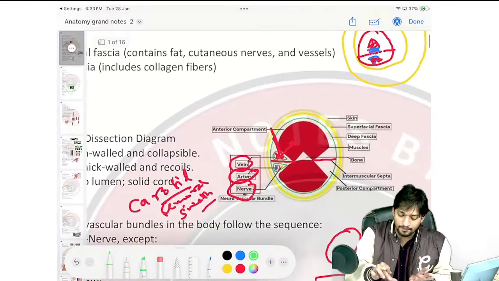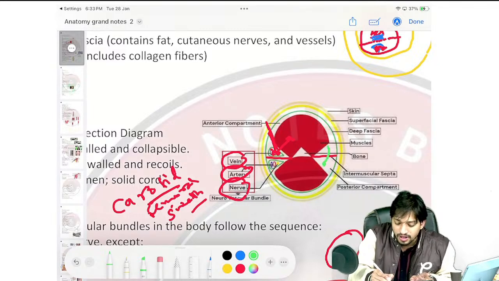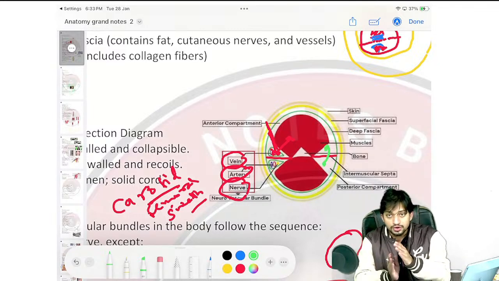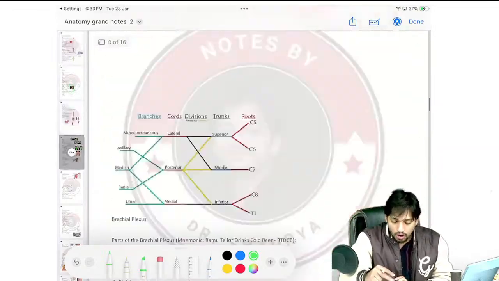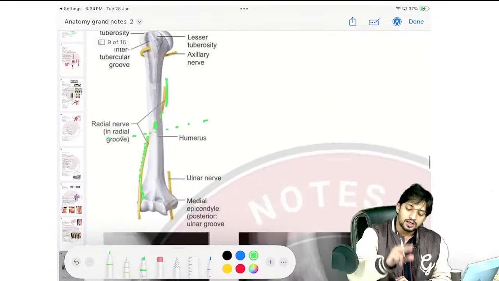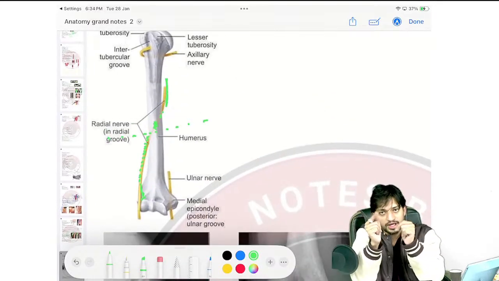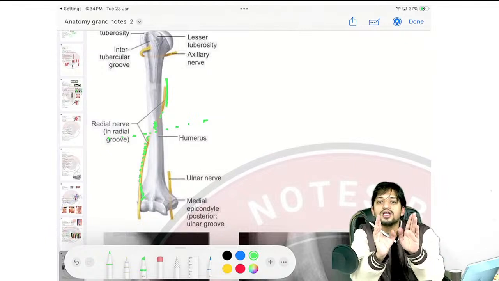I told you in the compartment, you can see here you have a neurovascular bundle in every compartment. Since the nerve is coming from the posterior compartment to the anterior compartment, it needs to pierce the septa. Why did I tell you? It's a very important point. Because in the case of a shaft of humerus fracture, there can be direct injury to the radial nerve first, and second, there is risk of entrapment.